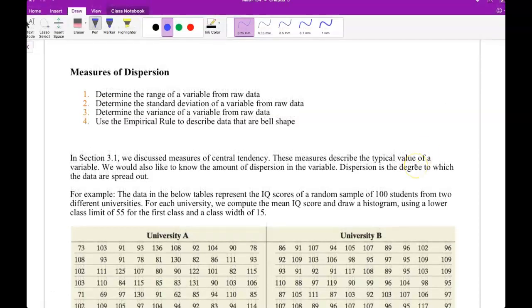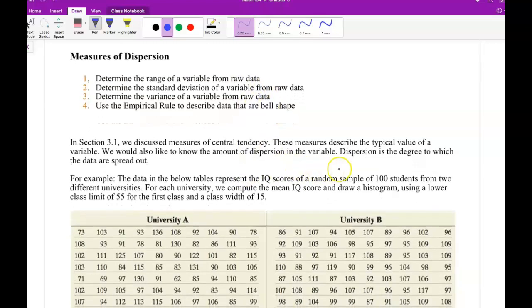Hello everyone, on this part we have measures of dispersion. On the previous part we worked on measures of central tendency, and here we have dispersion, and that is the degree to which the data are spread out.